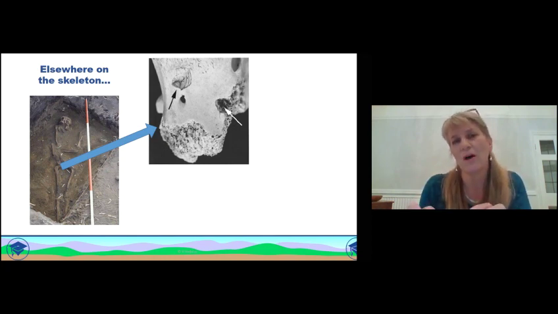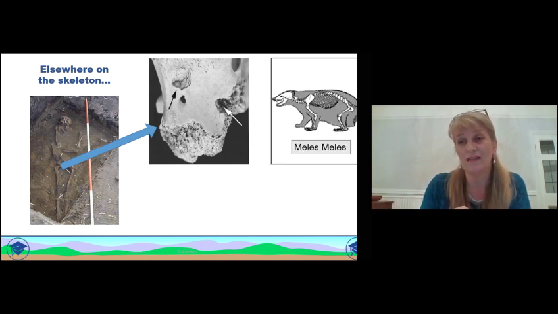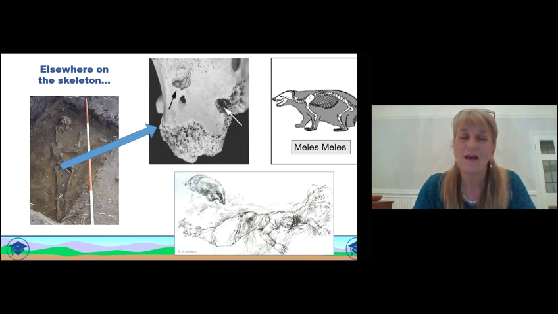But when we matched up the bite marks with skulls of different sorts of animals, and we had a reference collection of these, the closest match was actually with one of these. Not a dog at all, but a badger. So this woman was bitten on the hip hard by a badger.